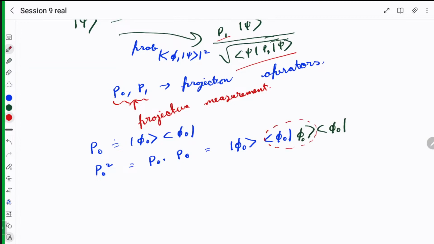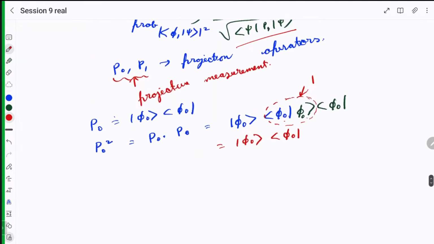And again, within the red circle, this is the inner product of phi naught with phi naught. So if I put 1 here, we get back phi naught. A beauty of the bracket notation is that it simplifies your calculations so much. And phi naught is again your P naught.